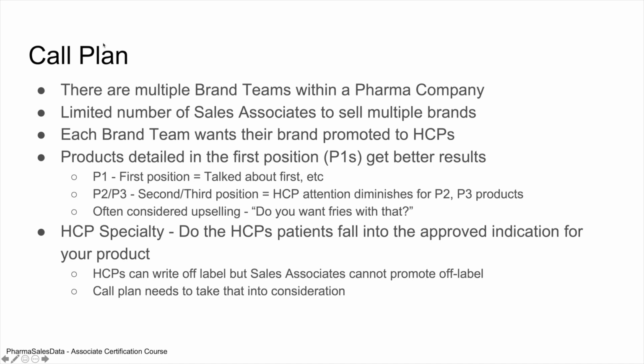Products detailed in the first position are P1s, and they get better results. So a P1 is talked about first. P2 and P3 are second and third position products, and it's difficult to keep the HCP's attention. It's kind of considered upselling. Do you want fries with that? Getting time in front of a doctor to promote a P1 product is hard enough. To go into a second and third product is extremely difficult, but it is done because you have a limited number of sales associates.